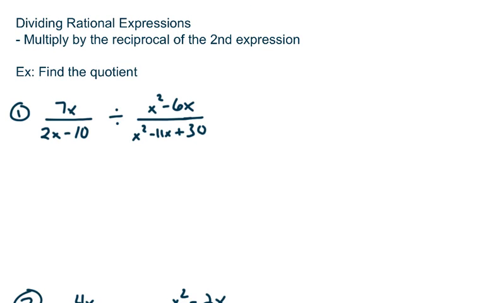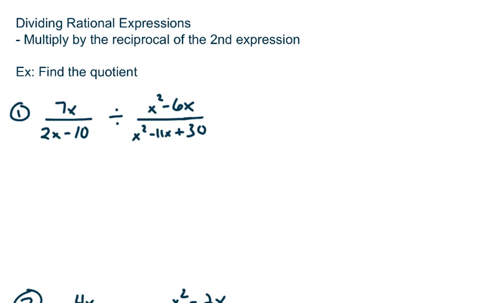All right, let's move on to dividing rational expressions. So I know you've heard this before, dividing fractions, that's our cry, flip one over and multiply. We're going to do the same idea, okay? When we find the quotients, when we're dividing fractions, we multiply by the reciprocal of the second expression. So the first example here, 7x over 2x minus 10 divided by x squared minus 6x over x squared minus 11x plus 30.